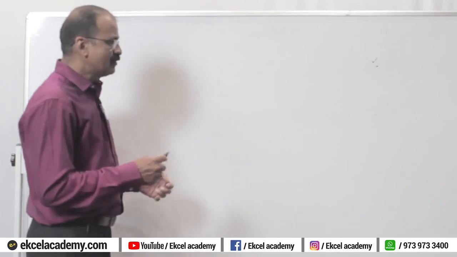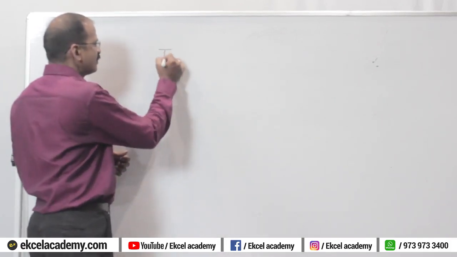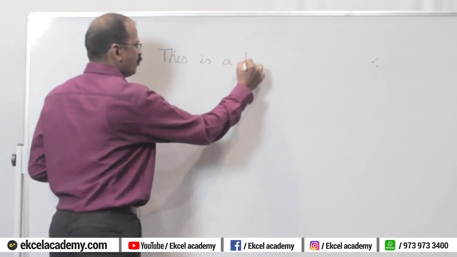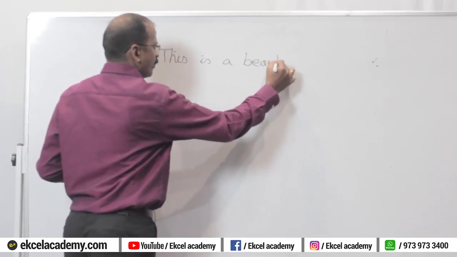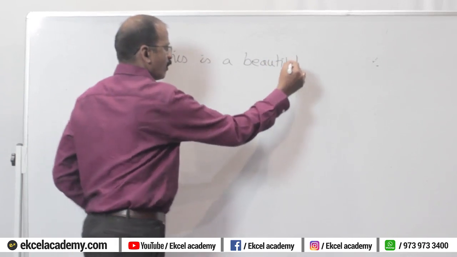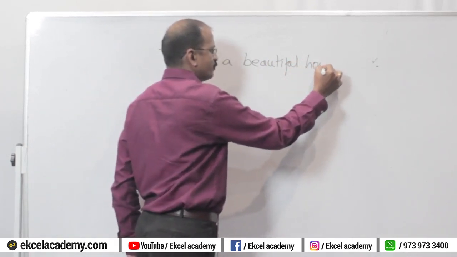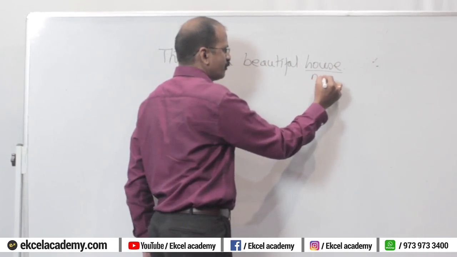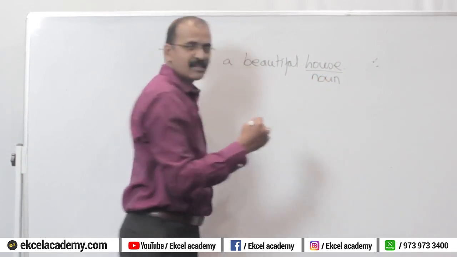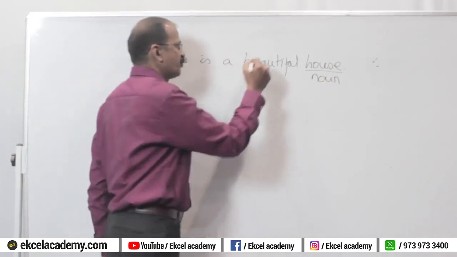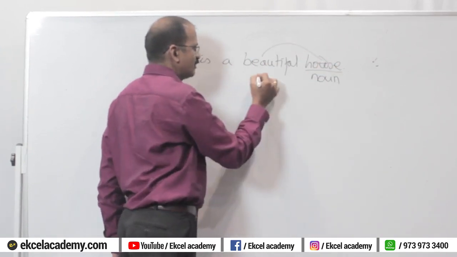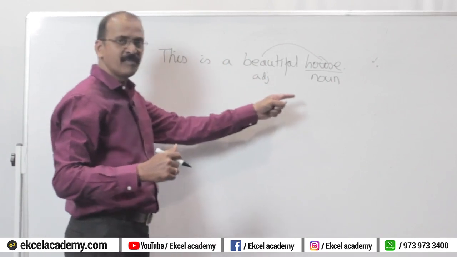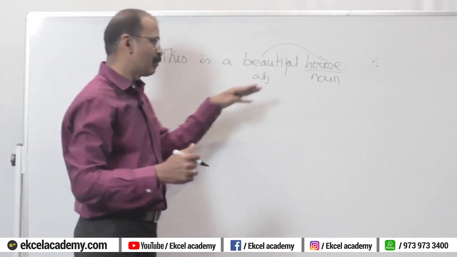I'll give an example. This is a beautiful house. Your house is a noun. Can you describe this house? It's beautiful. So this is an adjective. So adjectives describe noun and adjectives describe pronoun.